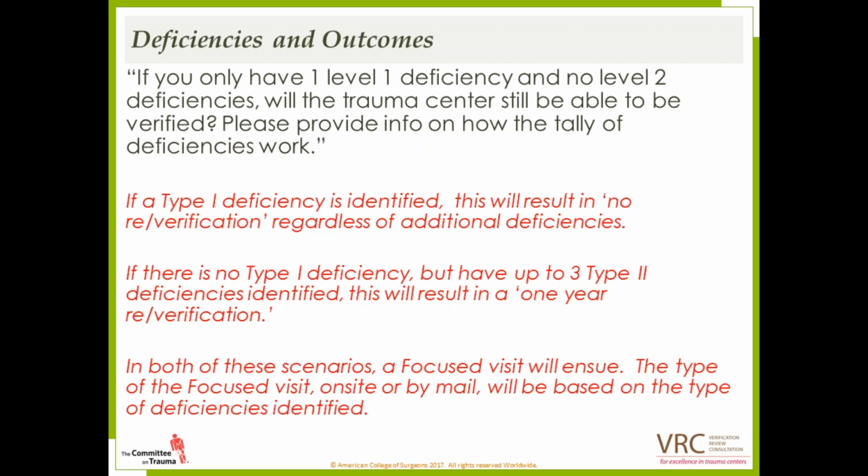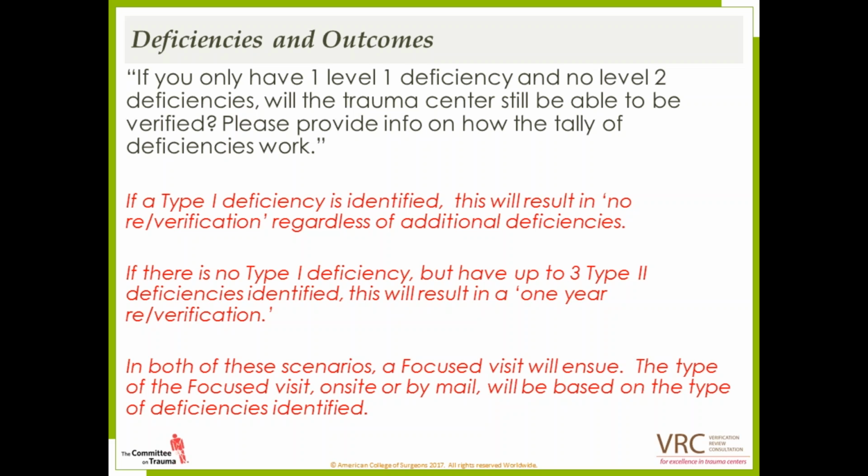I had a question asking to clarify how the deficiencies and outcomes work, and this actually goes to any trauma center seeking verification or re-verification. If there is a type 1 deficiency identified at the time of the site visit, you will not get a 1-year verification. You can get a type 1 deficiency with 2 type 2s or 3 type 2s. It doesn't matter. The type 1 just really does not permit verification for 1 year. If there is no type 1 deficiency, but you have up to 3 type 2 deficiencies, the trauma center will get a 1-year verification. In both of the scenarios I spoke about, a focus visit will ensue.